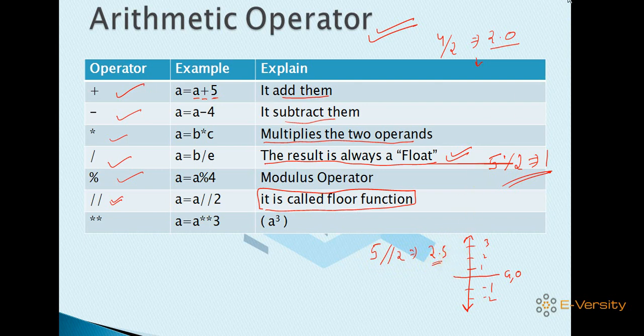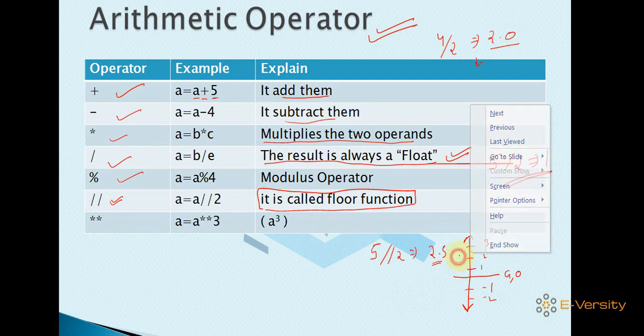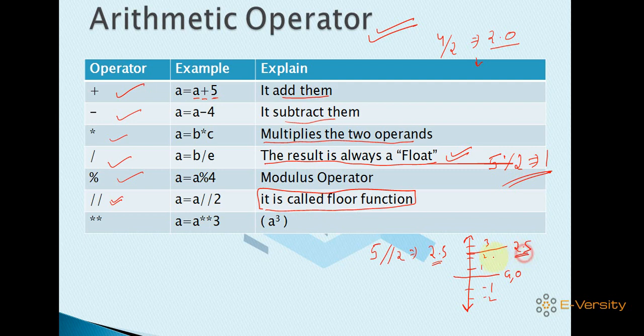So you can see, 2.5 is here. If I'm talking about this point, the value is 2.5, right? So the floor is 2. If a person is standing here, the floor is 2 and the roof is 3 for this particular point. Okay, so the answer should be 2 only.